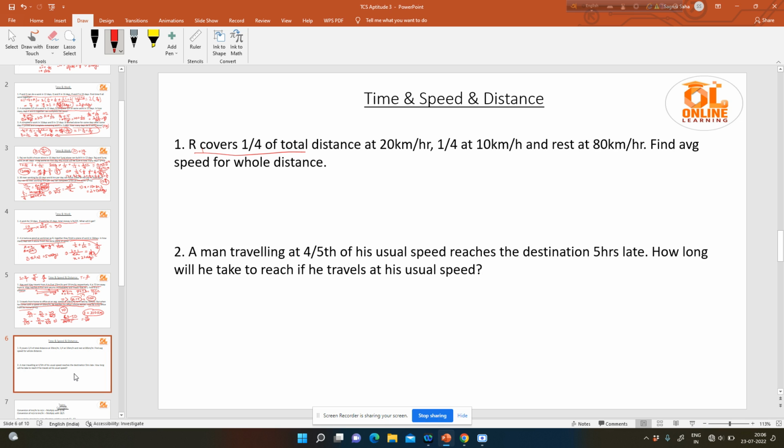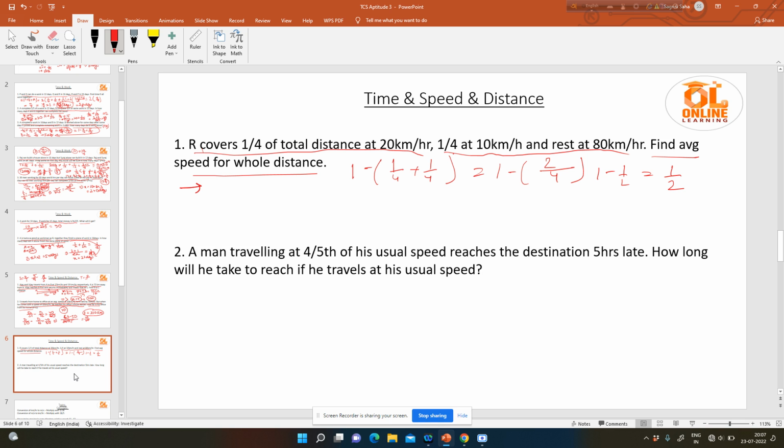R covers 1 by 4th of the total distance at 20 kilometer per hour, again 1 by 4 of the total distance at 10 kilometer per hour, and the rest at 80 kilometer per hour. Find the average speed for the whole distance. So the leftover distance is 1 minus 1 by 4 plus 1 by 4. If we take the LCM 4, it would be 2 by 4, that is 1 minus half, so the leftover distance is 1 by 2.